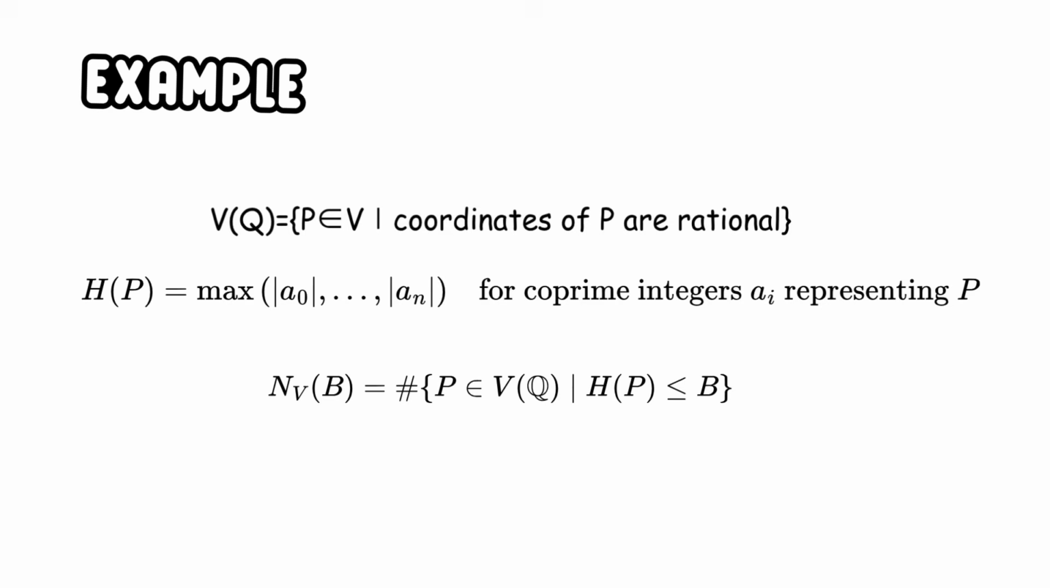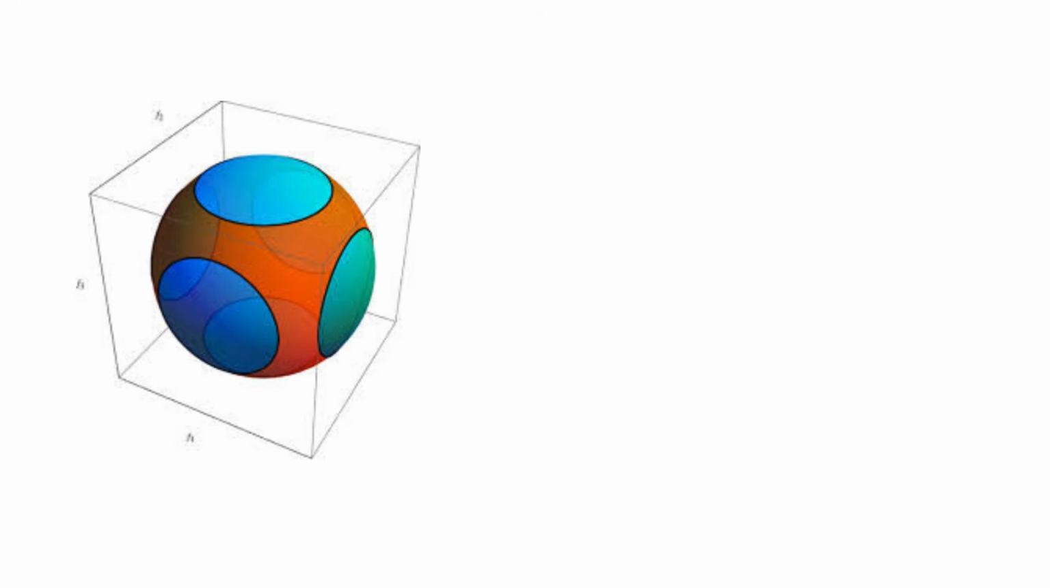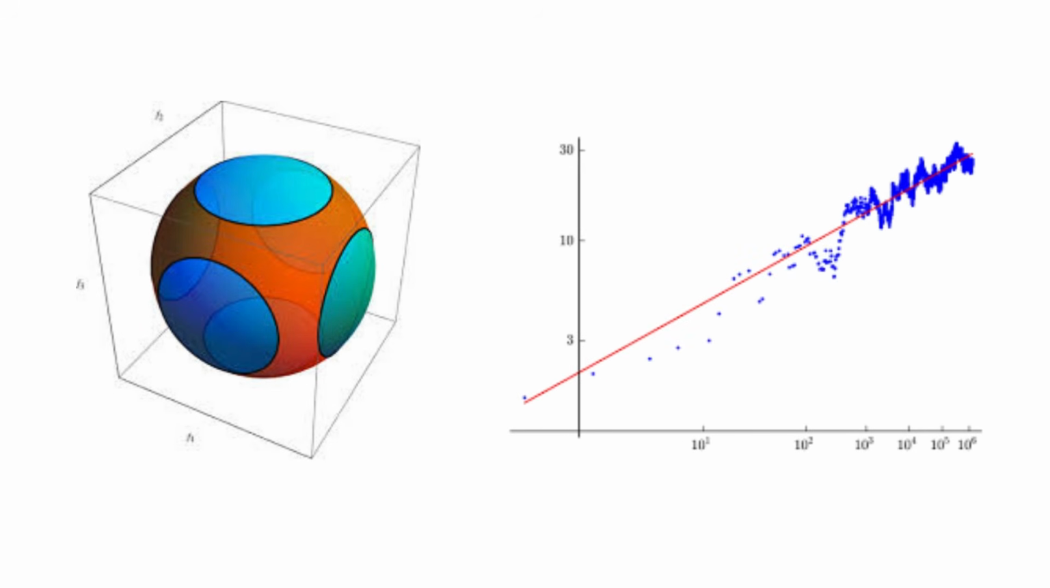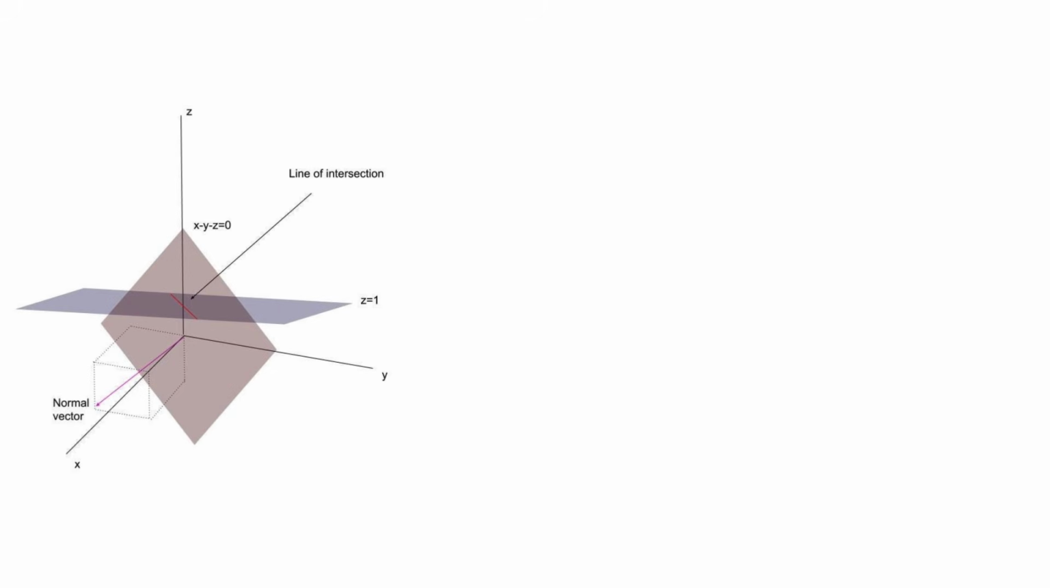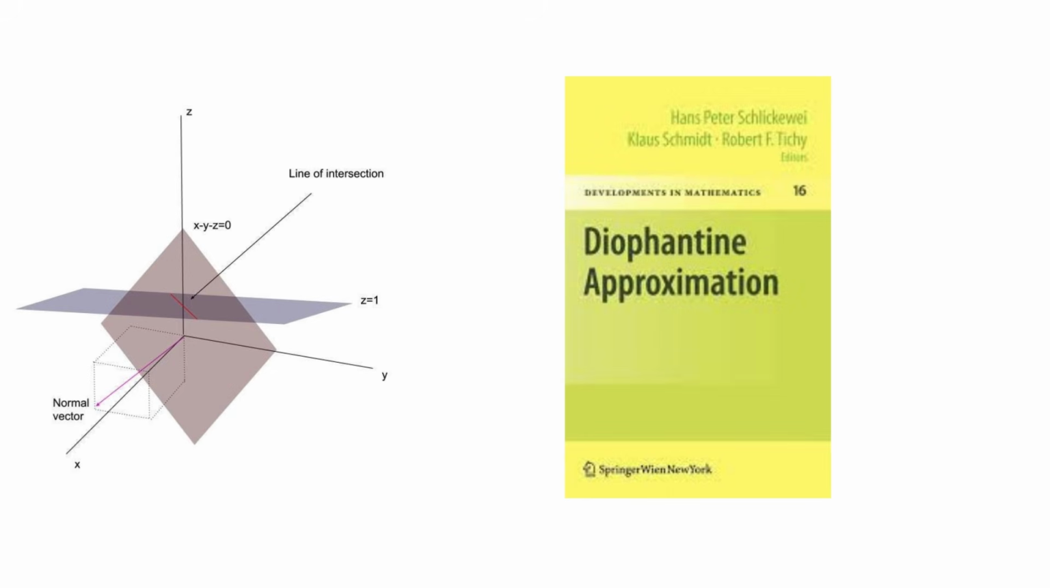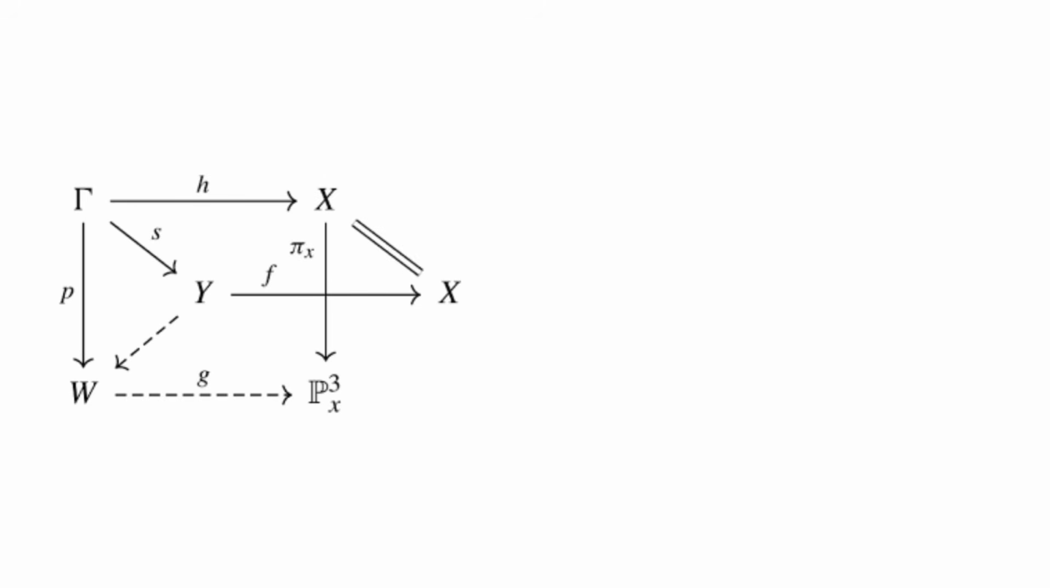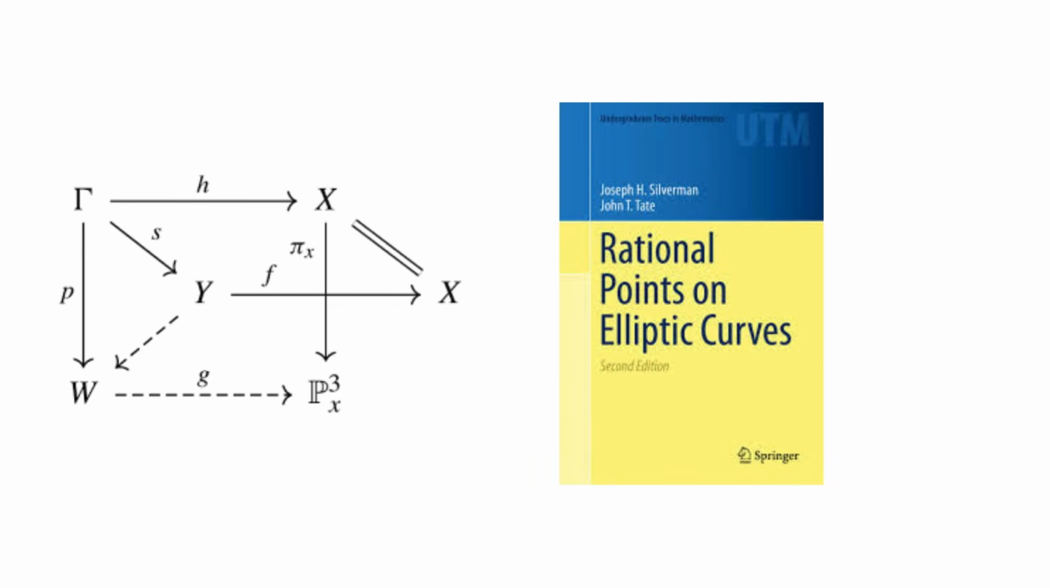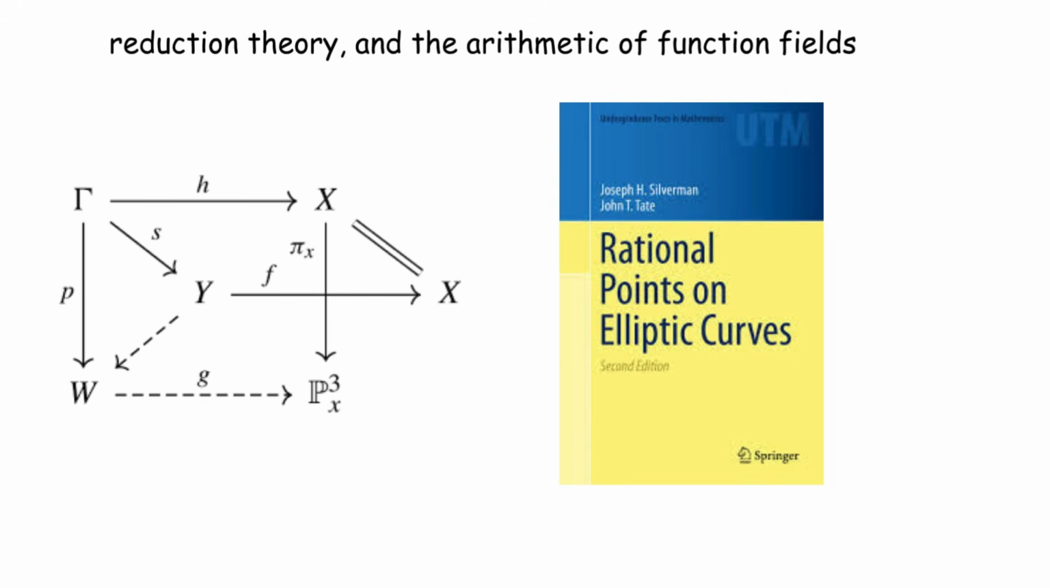analogous to analytic density. This field includes topics such as moduli spaces, the Birch and Swinnerton-Dyer conjecture, Faltings's proof of the Mordell conjecture, Diophantine approximation, Manin's conjecture, rational points on curves of various genera, reduction theory, and the arithmetic of function fields.